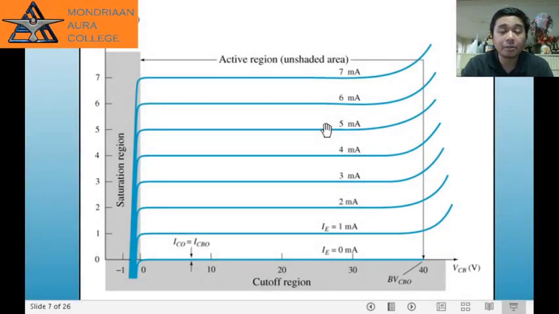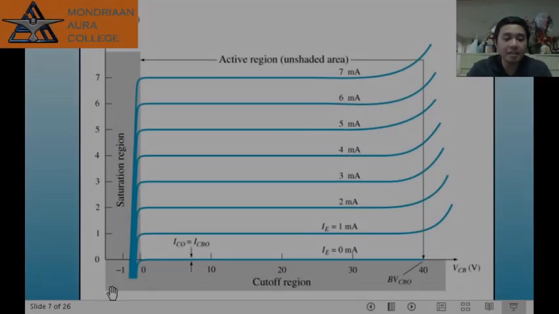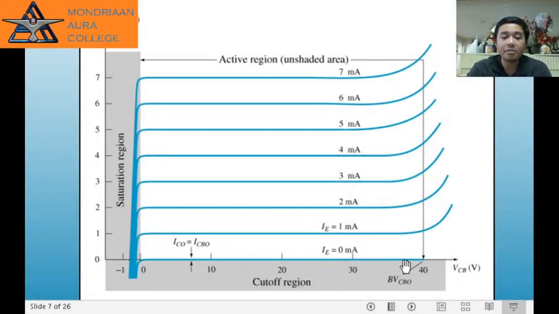I-relate naman natin yung tatlong parameters na yun, no? Yung I sub C, yung I sub E, tsaka yung V sub CB. For example, ang I sub E natin ay equal sa 4 milliamperes. Ang input current, take note, is 4 milliamperes. Anong mangyayari sa ating output current? Habang ini-increase natin yung V sub CB, what happens to I sub C? Nag-i-increase siya until it saturates, until it maintains a value of 4 milliamperes, which is equal also to your I sub E. So that is the relationship among the three parameters of our common base configuration.